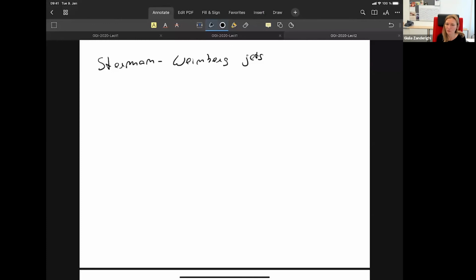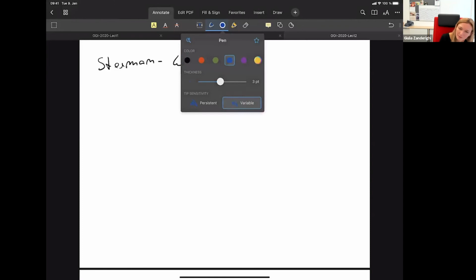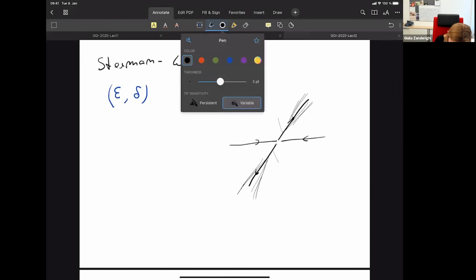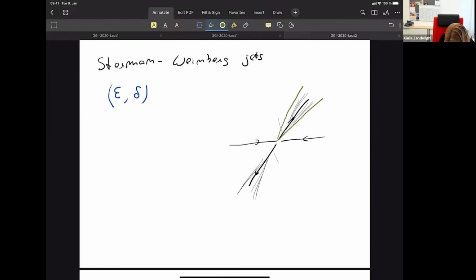So what are these Sterman-Weinberg jets? Well, they introduce two parameters, epsilon and delta. And they essentially say, if you think about having an e plus e minus collision, you have the quarks coming out, and these quarks radiate. So here there is radiation, here there is radiation, and so on. So two Sterman-Weinberg jets are essentially two cones of opening angle delta that contain all the energy of the event but for a small fraction epsilon. So you allow outside the jets to have a little bit of energy to account for the soft radiation, but inside the jets, you should have all the energy but for a little bit.